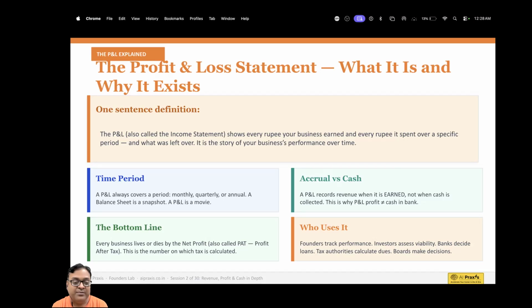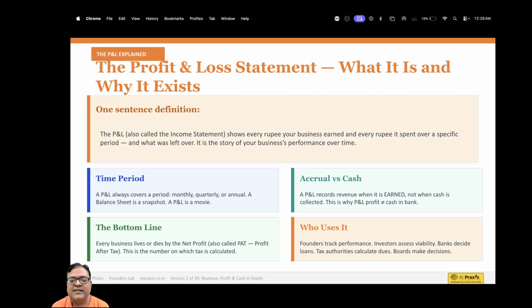Okay. So time period is very important. A P&L covers a period. Okay. Always observe for a month, quarterly, or annual. A balance sheet, on the other hand, is a snapshot. It's like a photograph. A photograph may look beautiful, but it does not tell you the whole story, the journey, the video, right? That is explained by the profit and loss statement. So P&L is like a movie.